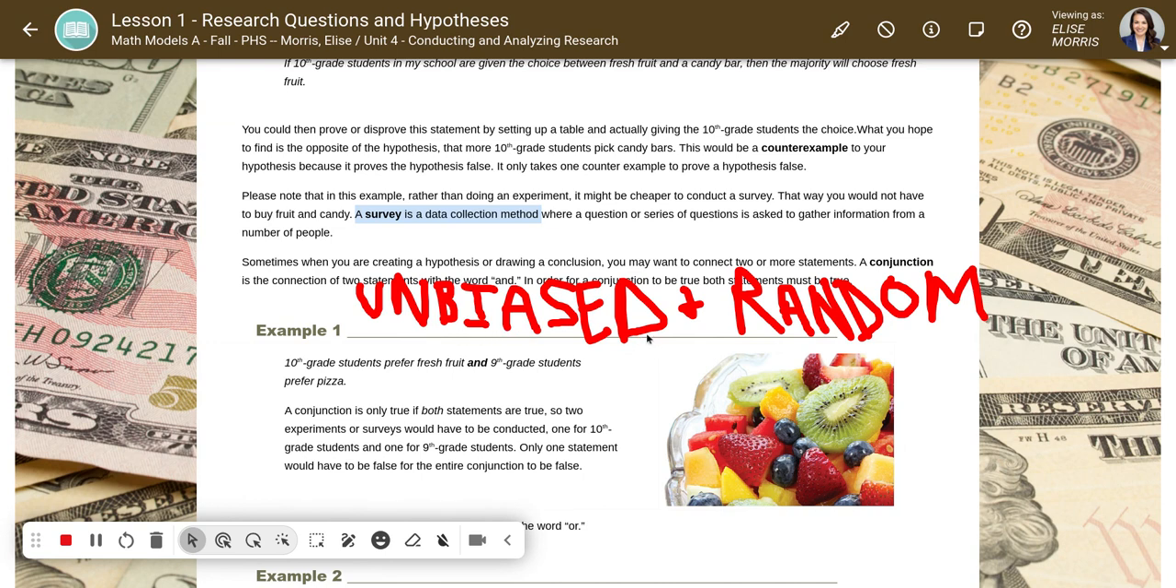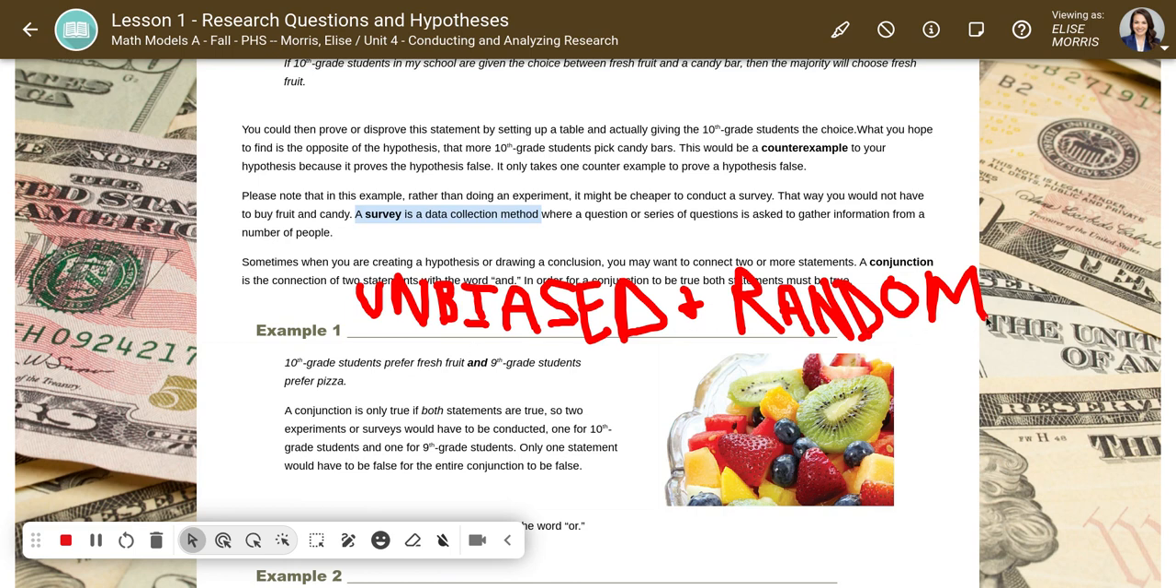You probably already know the term bias. If you're biased towards something, then you're partial to it. So being unbiased, it means that you're not going to favor one response over the other. You're objective, and the way that you ask those questions is not favoring one response over the other or leading them to answer a certain way.